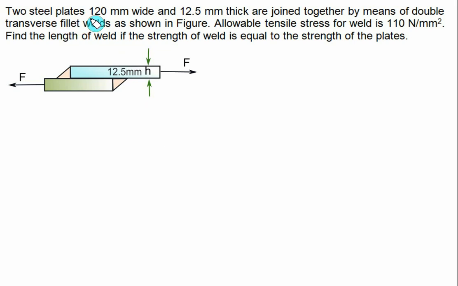Two steel plates 120 mm wide and 12.5 mm thick are joined together by means of a double transverse fillet weld as shown in the figure. The allowable tensile stress for the weld, SYT, is given as 110 Newton per mm square. Find the length of the weld if the strength of the weld is equal to the strength of the plate.